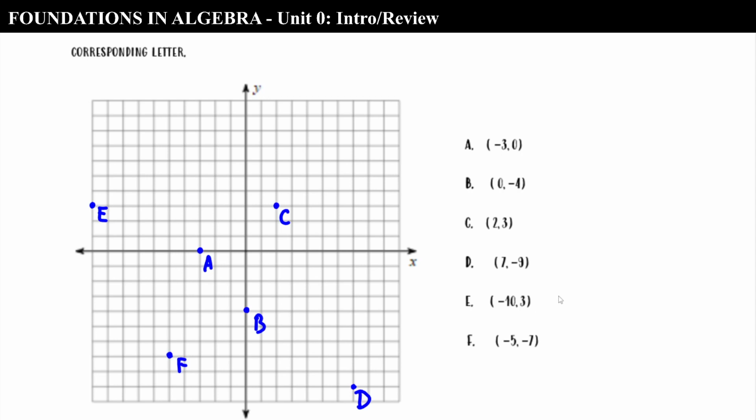So I think reading ordered pairs and plotting ordered pairs is fairly straightforward. A reminder, when we're talking about quadrants, C is in quadrant 1, E is in quadrant 2, F is in quadrant 3, D is in quadrant 4. A is on the x-axis, and B is on the y-axis.